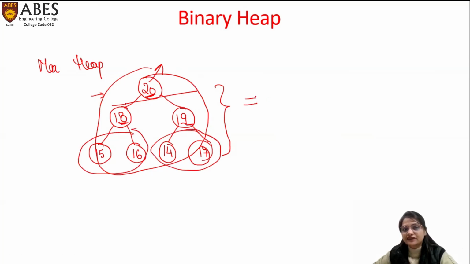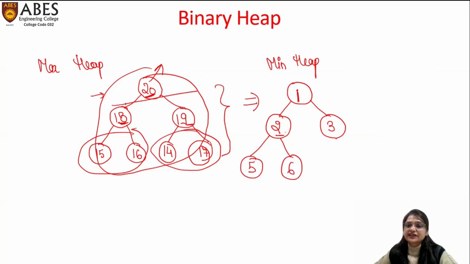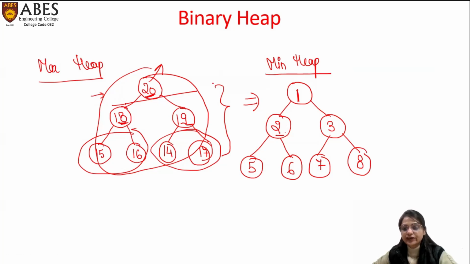And the opposite of this structure will be min heap, where our root node value should be less than its children. It should be less than its left and right child. Okay. Similarly, this 2 should be less than its children. This 3 should be less than its children. So this is the min heap property and this is the max heap property. I hope you people got to know about this max heap and min heap property. Okay.